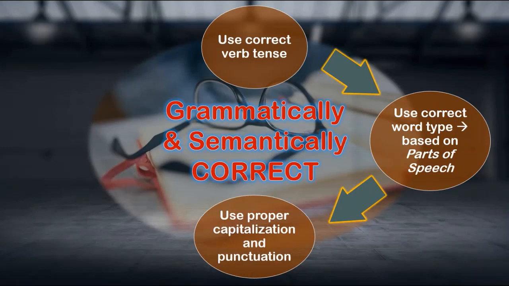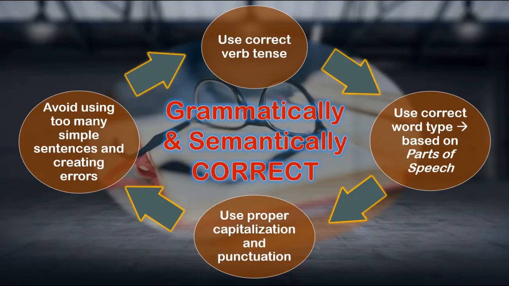And then, of course, because this is writing, a composition that is read by people, you have to use proper capitalization and punctuation. Just like in speaking, you have intonation and pauses. In writing, you must show it by putting punctuation correctly and using capitalization to emphasize important things in the writing, in the sentences or in the paragraphs. And the last one is avoid using too many simple sentences. If you use too many simple sentences, it will confuse the readers. So it's better to combine them into compound sentences, complex sentences, or compound-complex sentences.